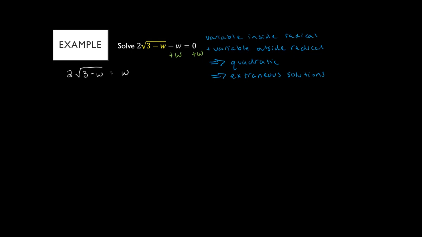And we want to get rid of the number in front of the square root, because if you don't, it makes things kind of messy. So we are going to divide both sides by 2. And I know this fraction is going to look kind of messy, but we're going to have the square root of 3 minus w equals w over 2. So now I've got the square root by itself, so I'm going to square both sides.